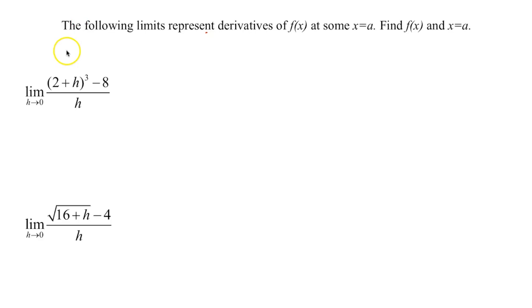Okay, our next example. Now we're told the following limits represent derivatives of f of x at some x equals a. Find f of x and x equals a. So it's kind of going backwards. They want you to notice this is a derivative, right? It's a limit, it is, but it's a fancy way of writing derivative. So they want to know what these two things are: what is f of x and what is our a, essentially.